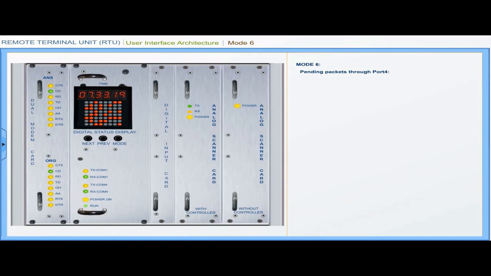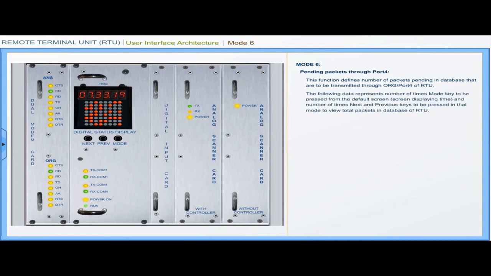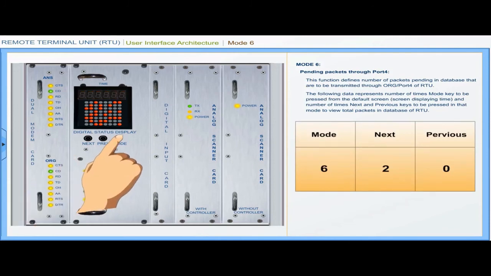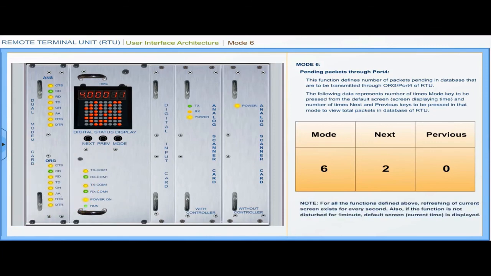Pending packets through port 4. This function defines the number of packets pending in the database that are to be transmitted through ORG or port 4 of RTU. The following data represents the number of times the mode key is to be pressed from the default screen, that is, the screen displaying time, and the number of times next and previous keys are to be pressed in that mode to view pending packets of RTU. Mode 6. Next 2. Previous 0. Note, for all the functions defined above, refreshing of the current screen occurs every second.